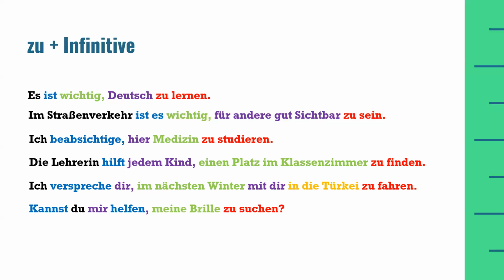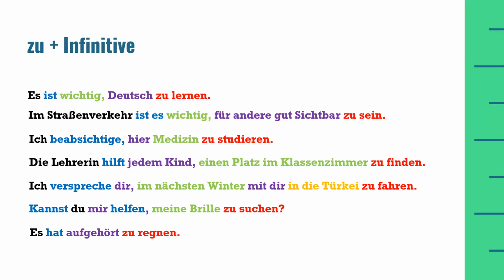Kannst du mir helfen? Can you help me? Again, here helfen is a dative verb, so we will use the dative object mir. Kannst du mir helfen, meine Brille zu suchen? So zu suchen is again zu plus infinitive, which is coming at the last position of the sentence.